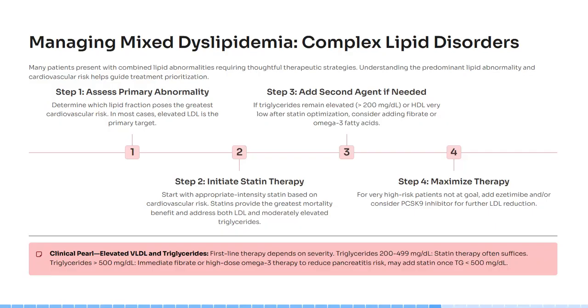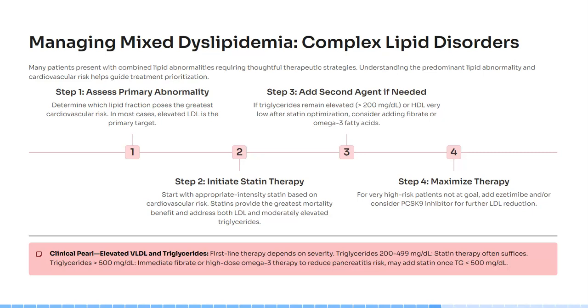Next, you're going to add a second agent. If the triglycerides stay elevated, greater than 200, or HDL is very low after you've gotten your statin where it needs to be, then consider adding a fibrate or an omega-3 fatty acid. Next, you're going to maximize therapy. If it's a very high-risk patient and they're not at goal, something like ezetimibe, or consider one of those PCSK9 inhibitors for further LDL reduction.